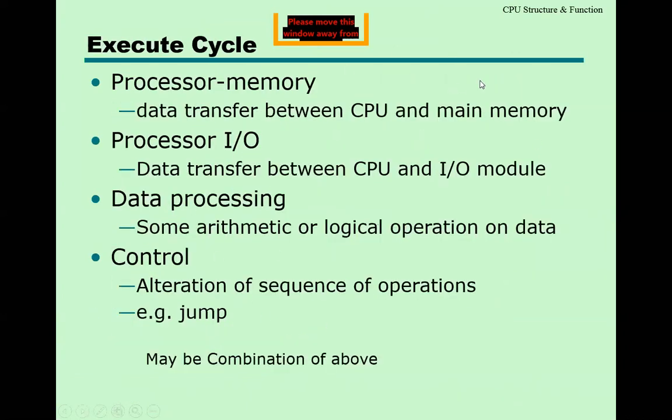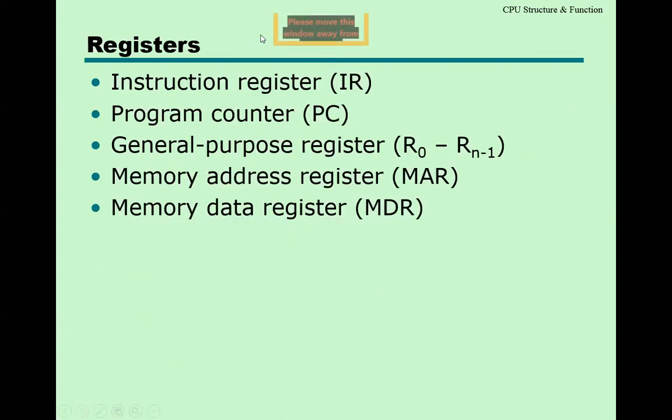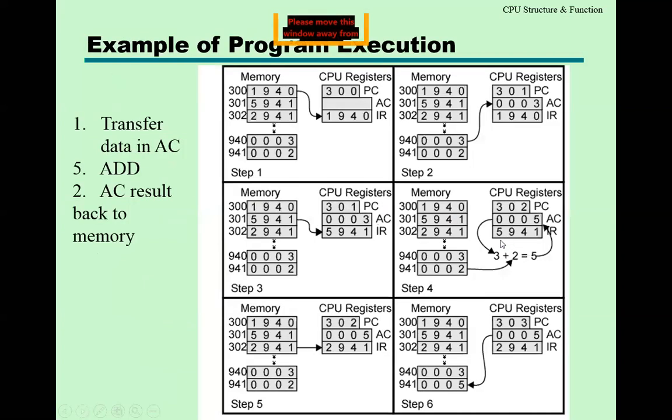In the execution cycle, there can be data movement between the processor and memory, or processor and input/output, or the ALU processes your data, and the control unit is there for the control operation. We have also seen different types of registers. So this is the topic that we have covered today. Tomorrow we will discuss the same thing with one example, how actually your instruction is executed. Okay.